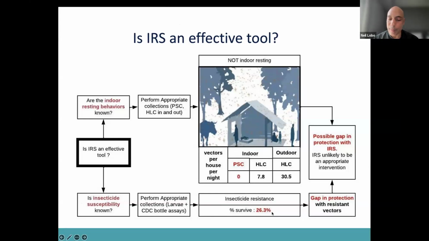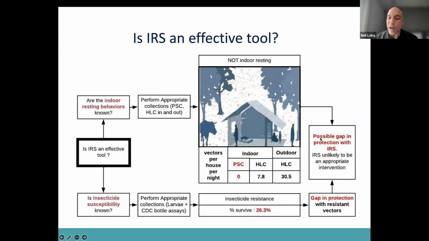Which means, according to WHO, that they were resistant. So now when we look at this, how does IRS function? IRS functions on indoor resting mosquitoes, and none of them were resting indoors. IRS functions on insecticide susceptible mosquitoes. They were not susceptible, they were pretty resistant.